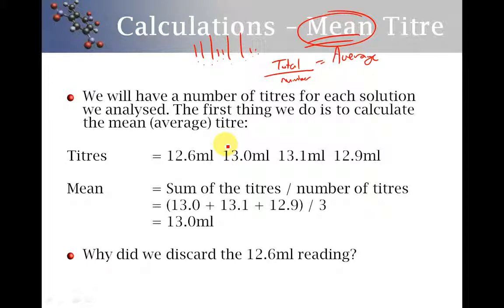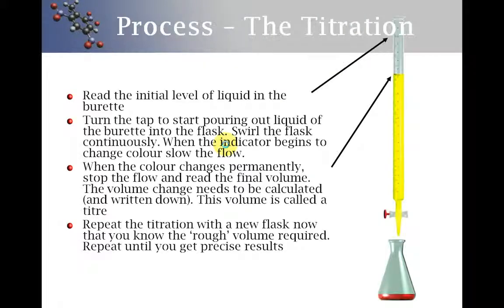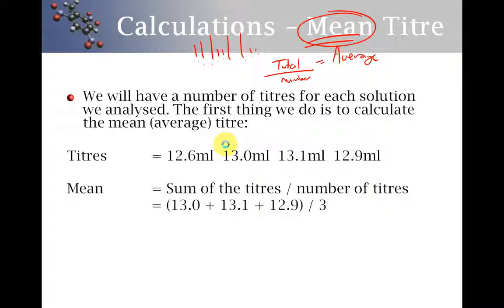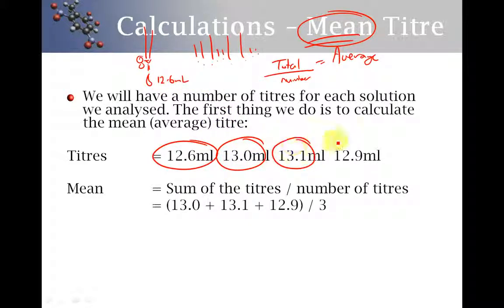As you know, we've gone through and done a titration. On the previous page we saw the titration, and here are some pretend numbers. We've simplified these numbers somewhat. We've got 12.6 mils that came out of the burette the first time I did it. Second time 13, next time 13.1, after that 12.9. What I do is add them up and then divide by 3.